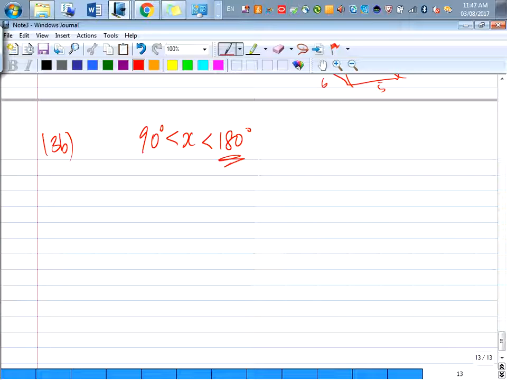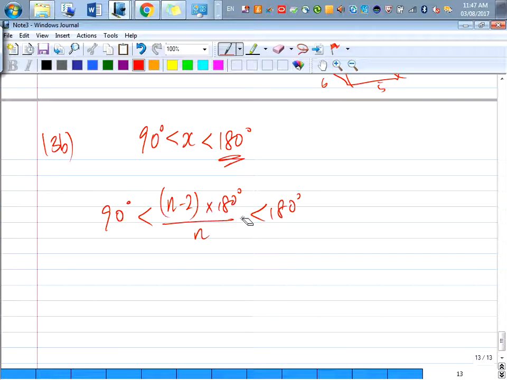Okay? Then we can apply our formula. You all know that it's n minus 2 times 180 degrees divided by n because there are n sides. So this is between 90 degrees and 180 degrees. Go and solve it properly. You will end up with n greater than 4. So the least number of sides will be n equals 5.